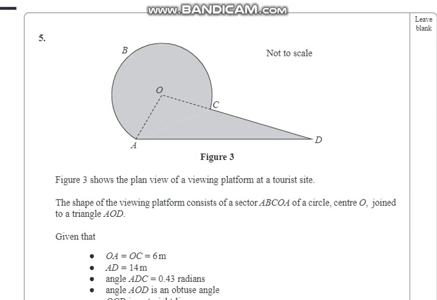Today we are attempting the fifth question of the International Advanced Level Pure Mathematics P1 of January 2021. So let's get started. Figure 3 shows the plan view of a viewing platform at a tourist site.